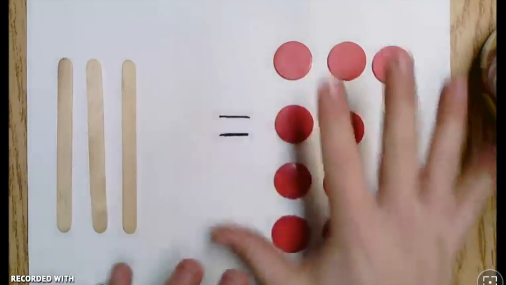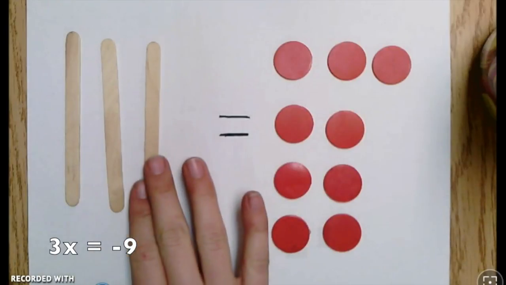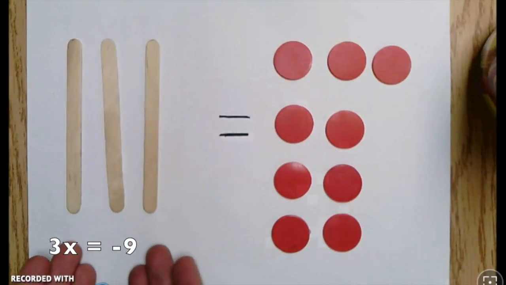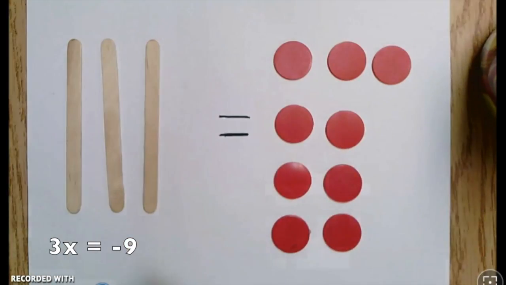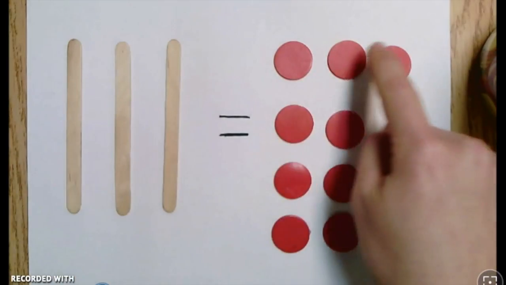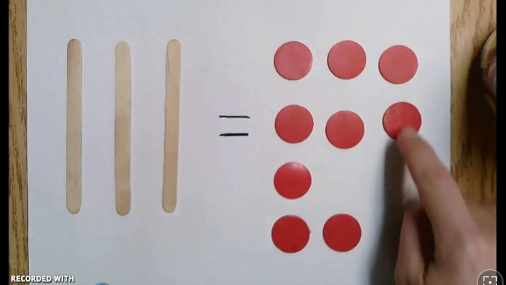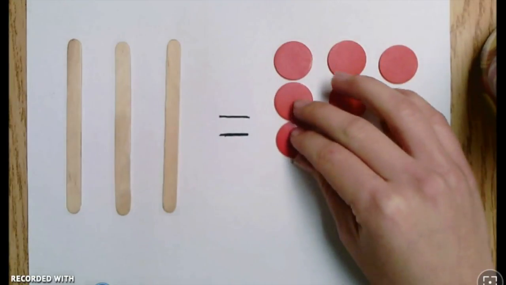So now I have all my tiles on one side, and I still, though, have 3x, and I only want to know what 1x is. So I'm going to break these tiles into equal groups. So I have 1, 2, 3 groups. So over here, I need 1, 2, 3 groups. So I'm going to divide all these tiles into 3 equal groups.